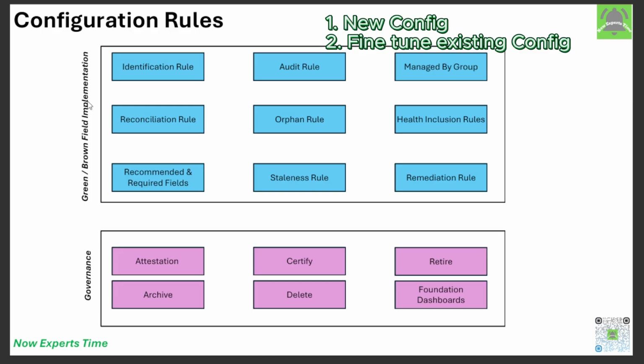If something is not present, identify it and configure that new item in the system. If something is present but not working fine, you need to fine-tune that configuration and activate it 100% in the system. That is what we need to focus on.